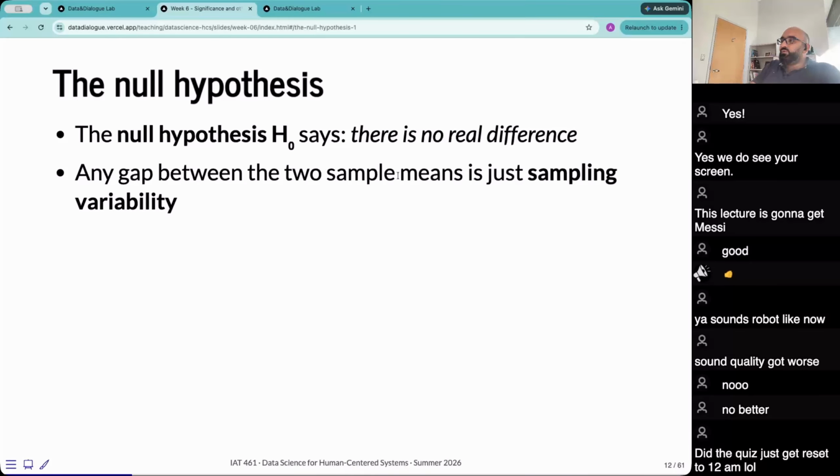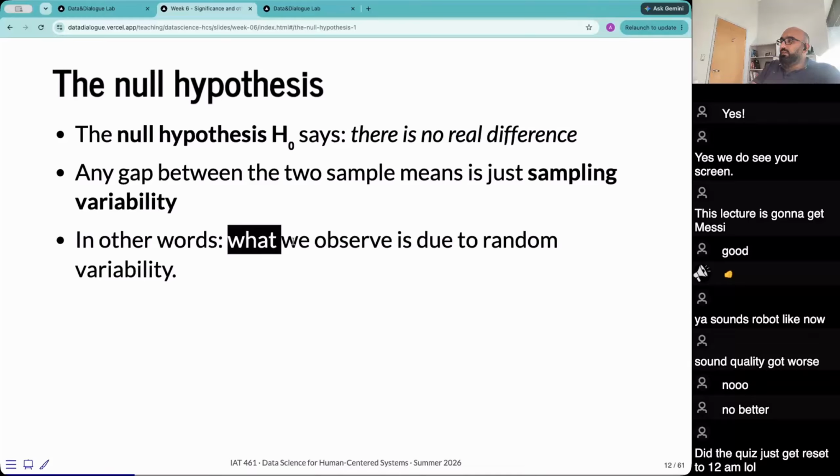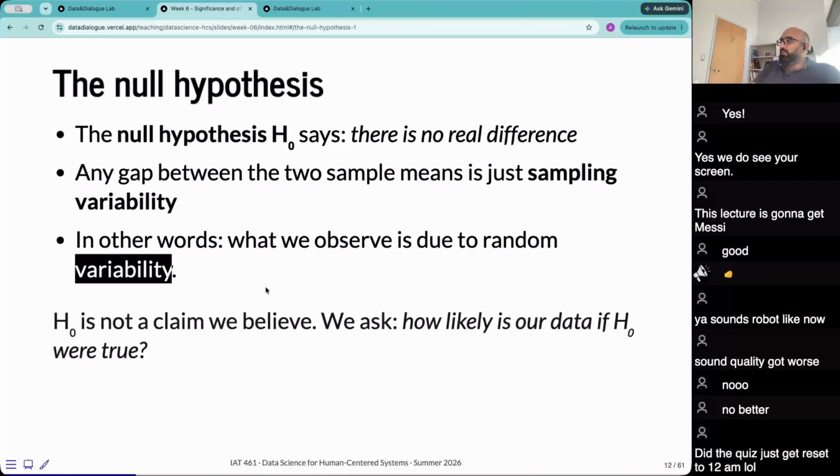Any gap between the two sample means is just sampling variability. In other words, what we observe is due to random variability. So this null hypothesis is not a claim we believe. We ask, how likely is it for us to see this difference given, remember how we talk about given, that the null hypothesis is true? So we're going to see examples of it, but try to visualize it for yourself. How likely is it for me to see this difference between these two groups if this difference didn't really exist?